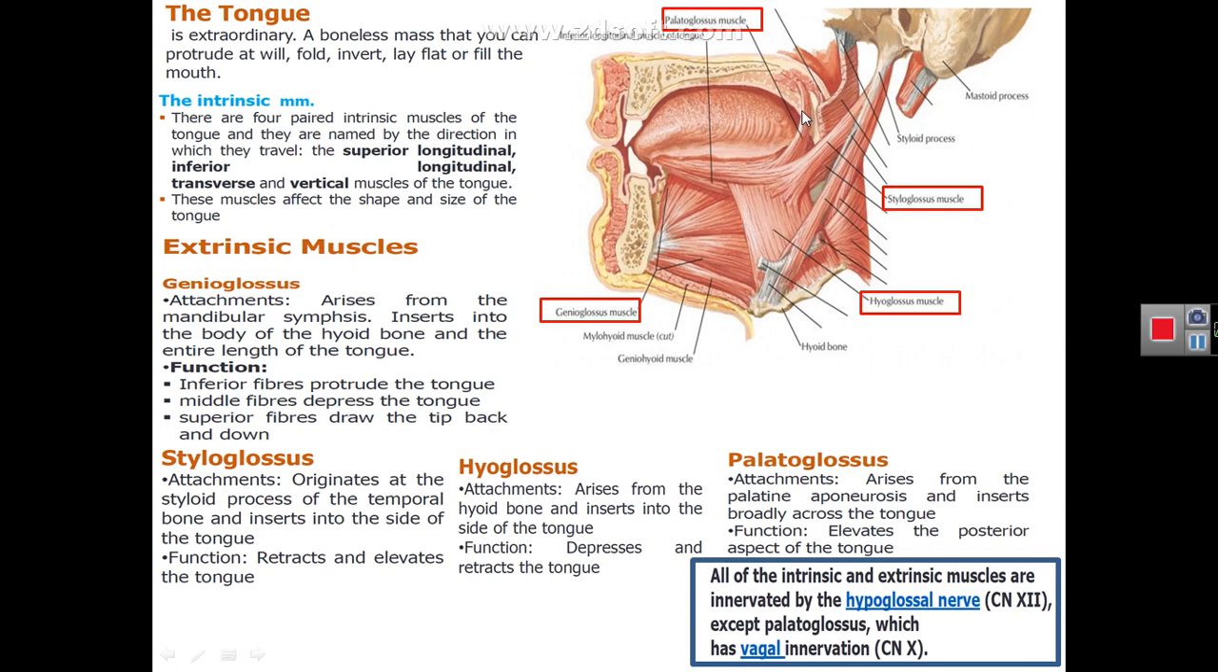For example, palatoglossus muscle, from its direction, you can know that it could elevate the tongue, especially the posterior part of the tongue. While hyoglossus muscle, from its direction, depresses the tongue and pulls it backward, retraction of the tongue. Styloglossus muscle also could elevate the tongue and pull it backward, retraction.